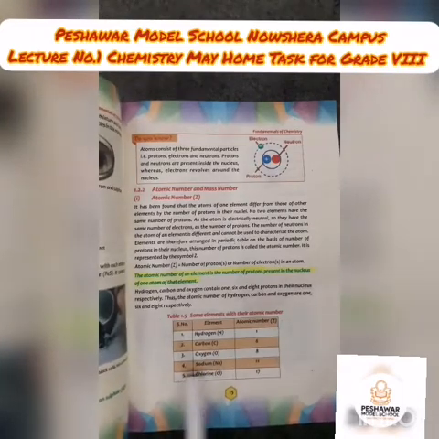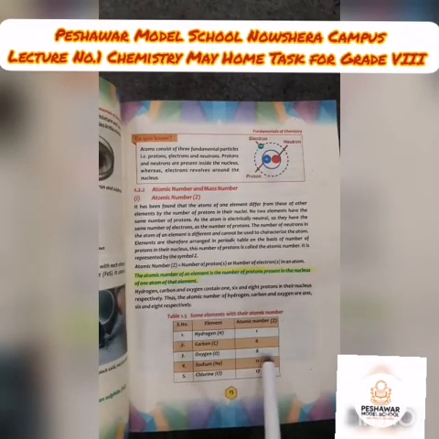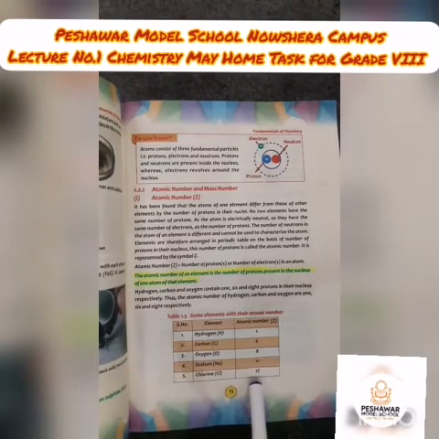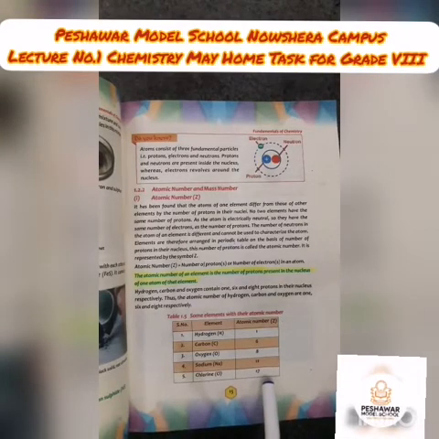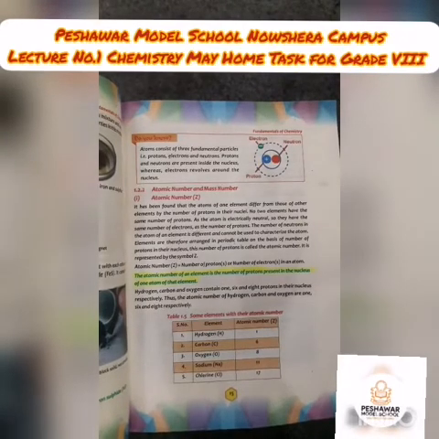Now the next example is sodium. Sodium atomic number is 11. It means that it has 11 protons and 11 electrons. Chlorine atomic number is 17. It means that all the atoms of chlorine element have 17 protons and 17 electrons.